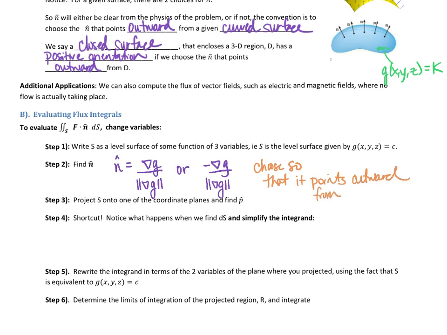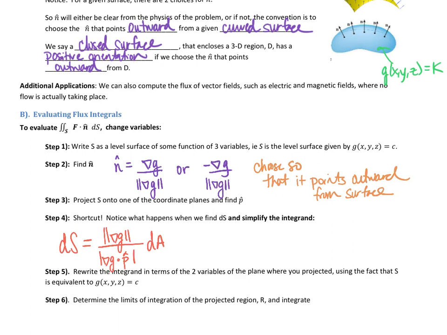Okay, and then ultimately we want to change variables and put it just in terms of 2 variables, not 3. So you choose one of the coordinate planes that you're going to put everything in terms of those variables. You're going to project S onto the coordinate plane and find p hat, just like we did. And then dS, just like we proved in section 13A, is going to be given by the magnitude of the gradient over the absolute value of the component of the gradient that's pointing in the direction p, and then dA.